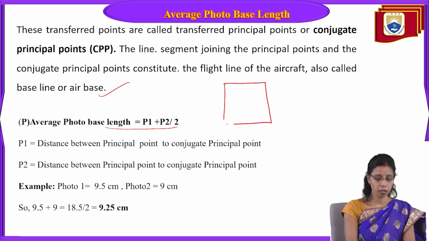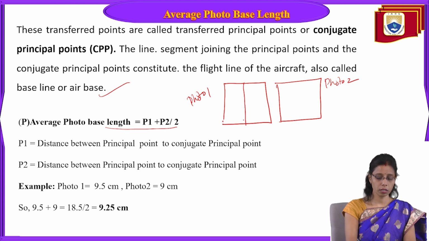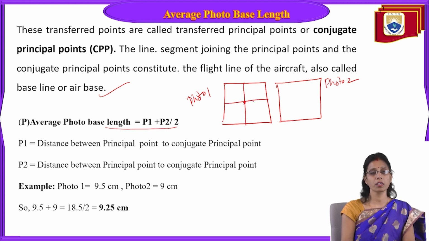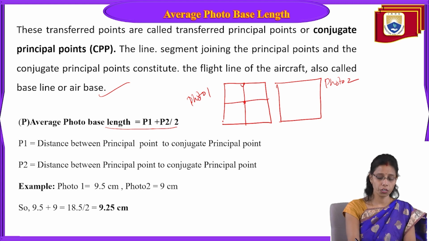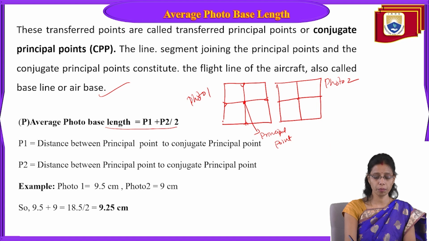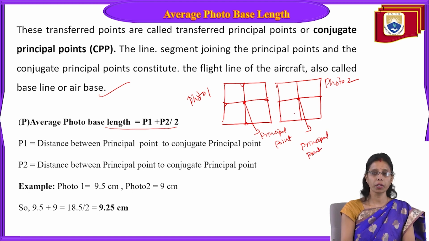Suppose this is photo number 1 and this is photo number 2. In this photo, this is our principal point. How do we find the principal point? We have to join all the fiducial marks, then the center of the photo is called the principal point. In photo number 2 also we join all 4 fiducial marks, and the center of the photo is the principal point. So photo 1 and photo 2 principal points you know.